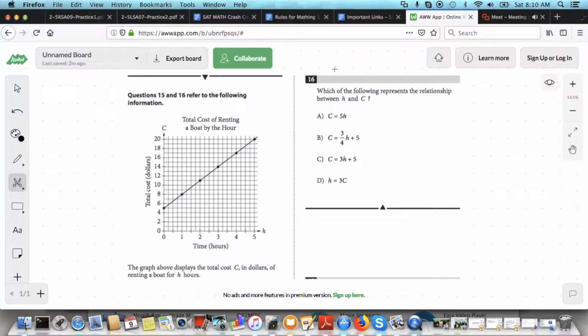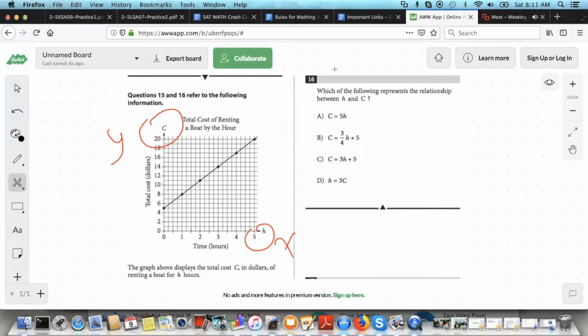That makes sense? It's essentially like the C right here. This is the C axis. That's just like the Y axis, roughly. And the H axis here, that's essentially just like the X axis, right? That you're more familiar with when you're graphing on an XY plane. All right, so basically, again, it's a fancy way of saying which of the following represents the relationship between H and C. What's the equation for this line?